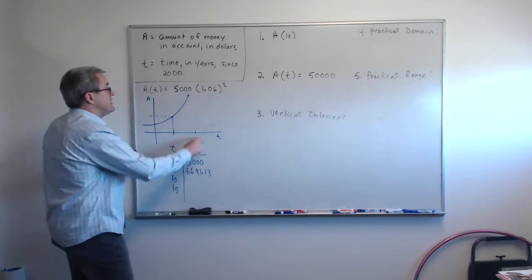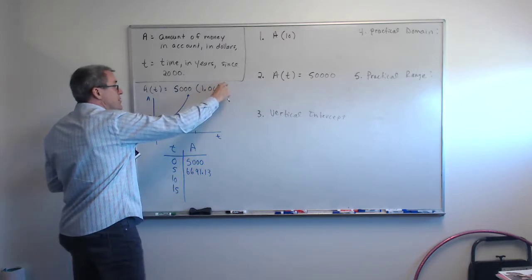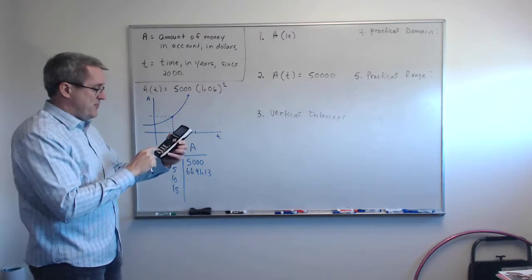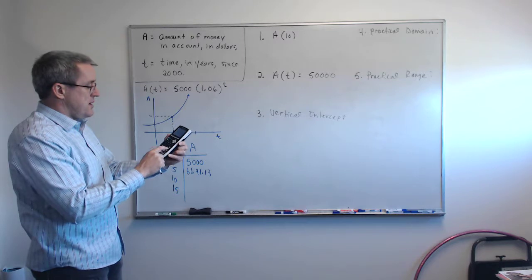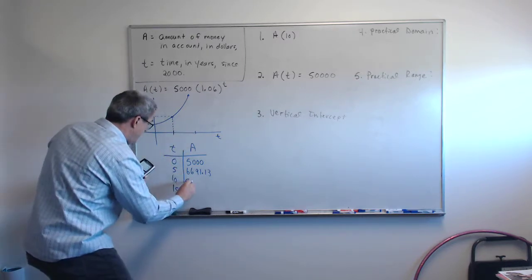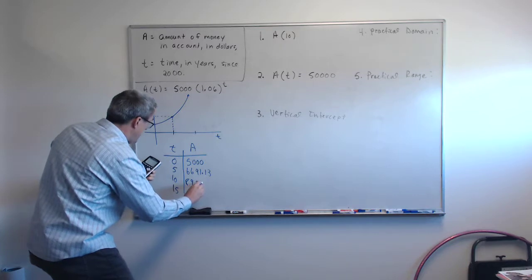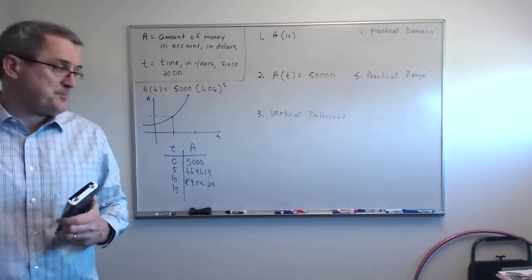After 10 years, when t is 10, take 1.06, raise it to the 10th power, and multiply by 5,000. 1.06, raise it to the power of 10. Multiply that by 5,000. And I get $8,954.24 if I round to the nearest penny.